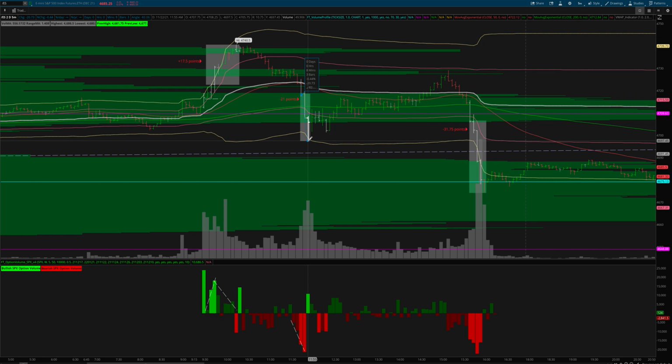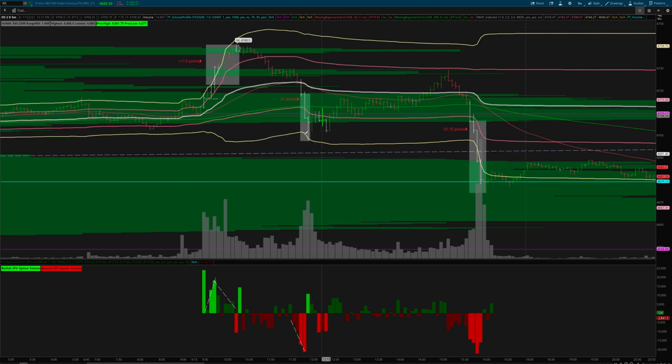If you happened to get it all the way down here, you would see it's around 20 to 21 points in movement for the S&P. So obviously, even if you came back up here for the close, that's still 12 and a half points. Not a bad haul for a couple trades. All right, and then for our next ones, you see this kind of tied up in the chop.